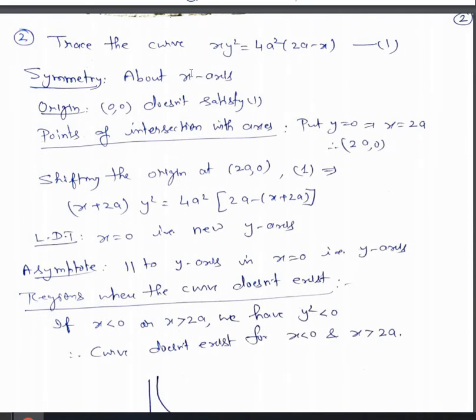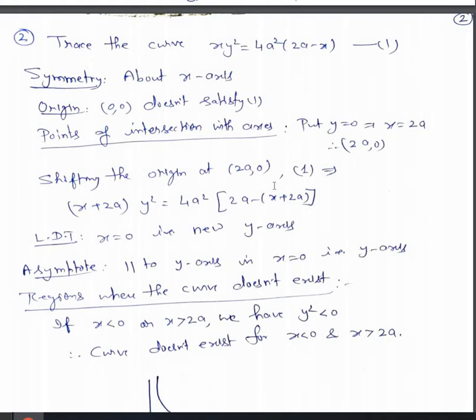Let's take the next example. Trace the curve xy² = 4a²(2a − x). Now in this case we got y², so the curve is symmetric about the x-axis. (0, 0) does not satisfy this equation, so therefore the curve does not pass through the origin. To find points of intersection with the axes, we put y equal to 0, and then from here we get 2a − x = 0, that means x = 2a. So therefore (2a, 0) is the point on the x-axis.